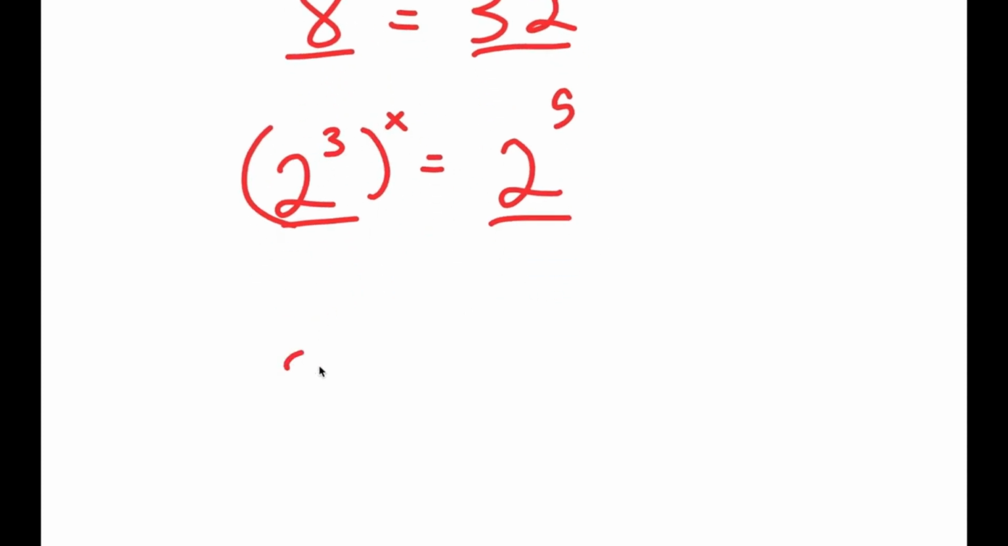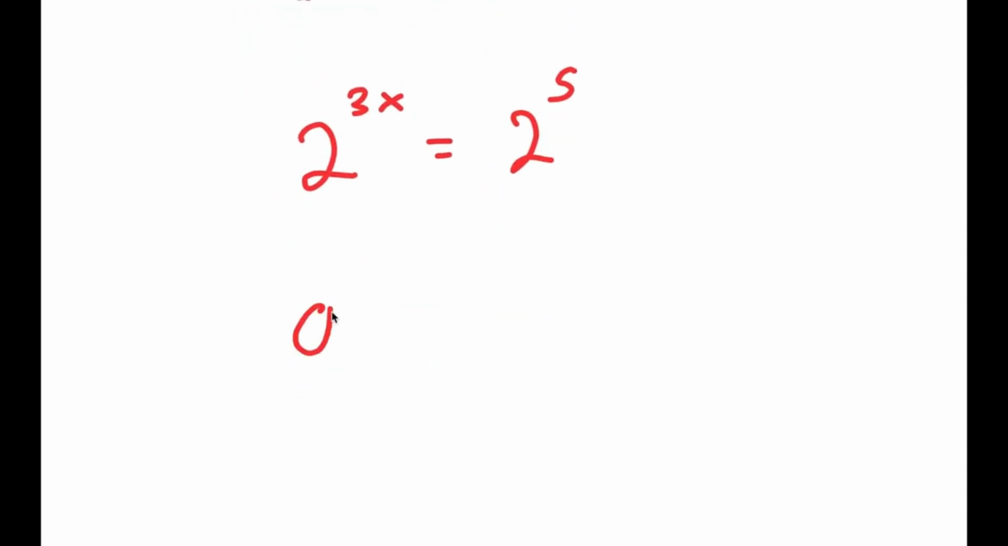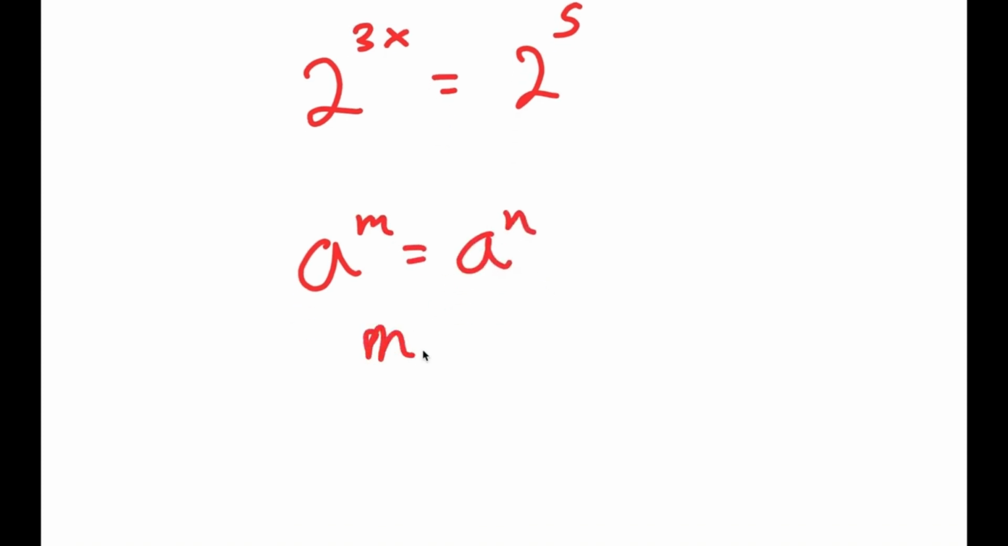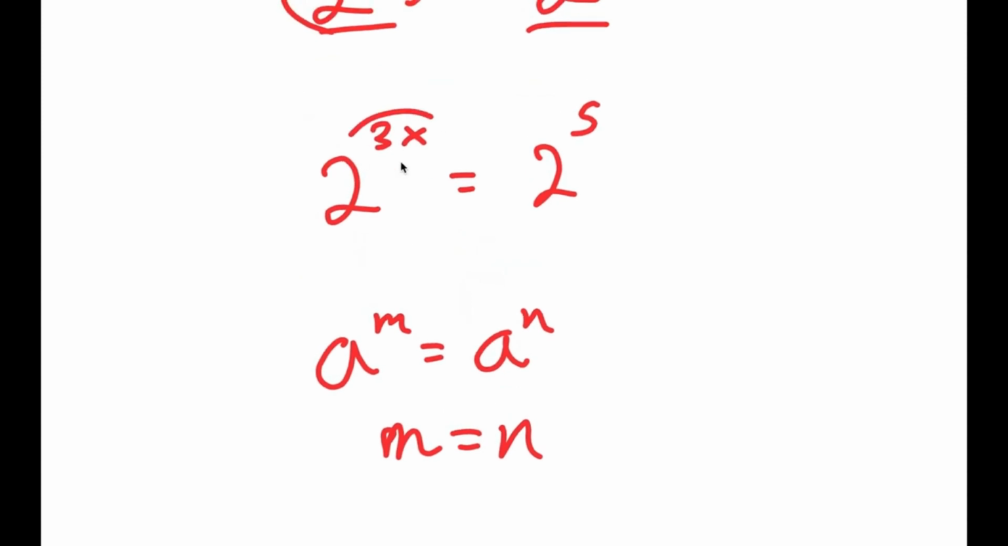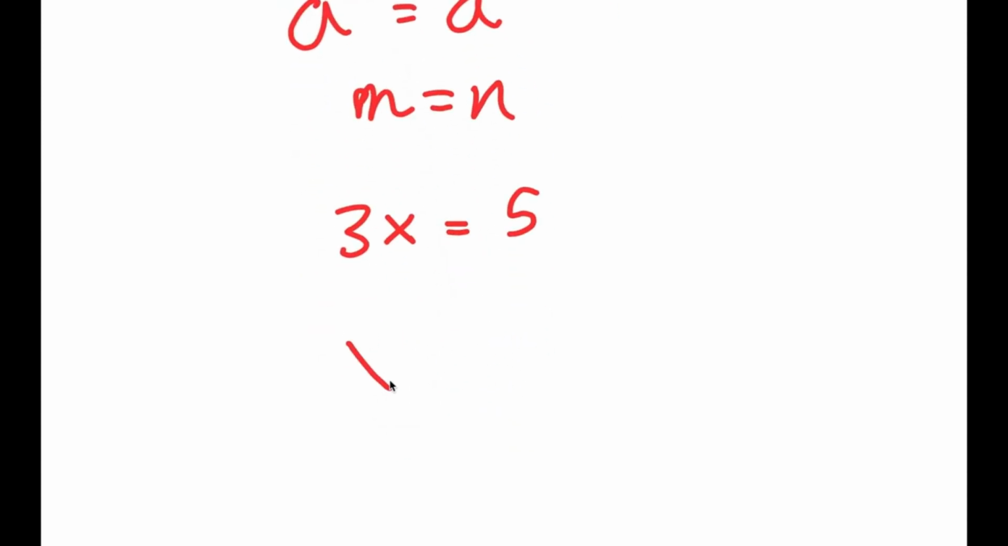2 to the power of 3 to the power of x is the same thing as 2 to the power of 3x, which is equal to 2 to the power of 5. And because these two have the same bases, a to the power of m is equal to a to the power of n, meaning m is equal to n. So 3x is equal to 5, and x is equal to 5 over 3.